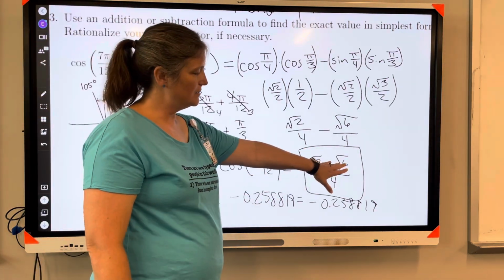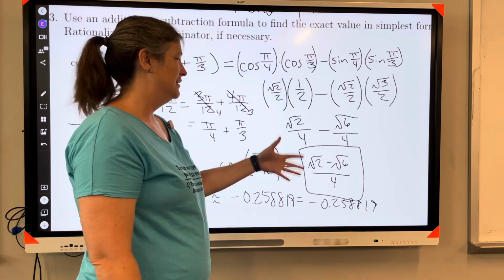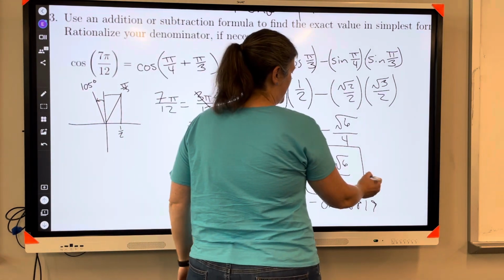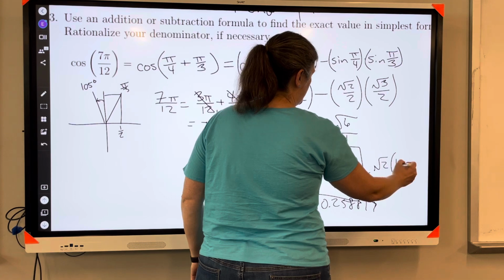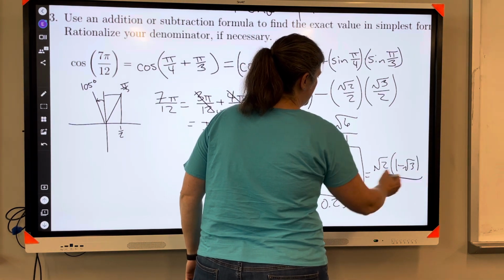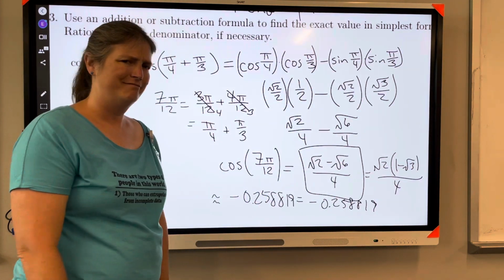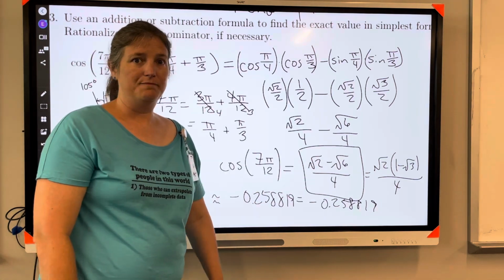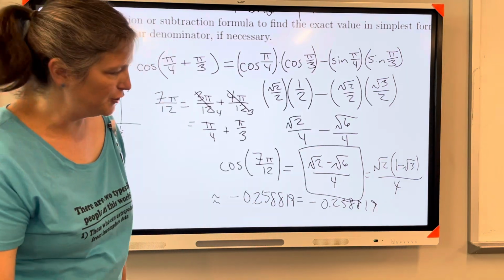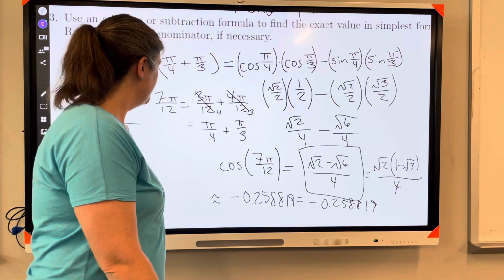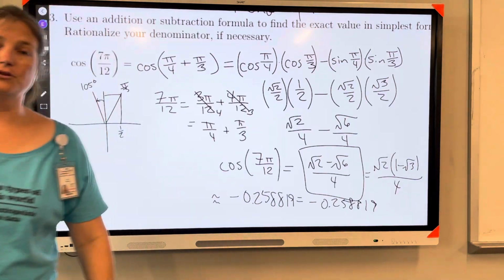Now you might say there is technically a GCF here, but if I rewrote that as square root of 2 times 1 minus square root of 3, I don't think that's any simpler. So I still like this answer. Okay, as far as fully simplified. Hooray, that was quiz 2 for unit 2.